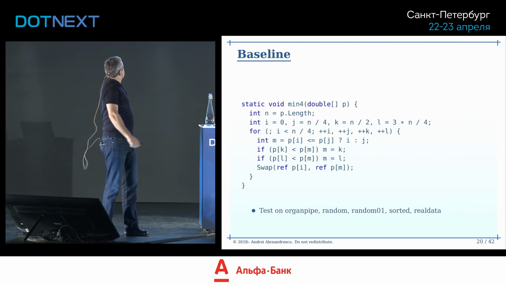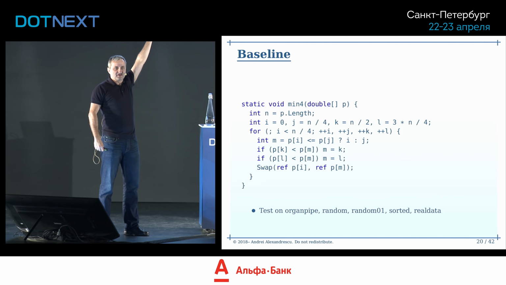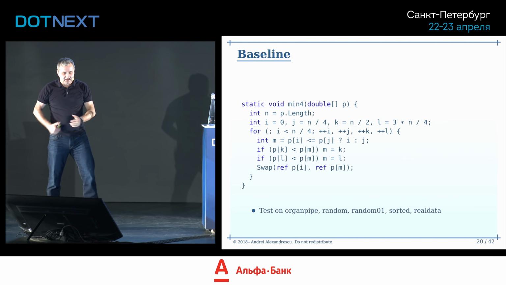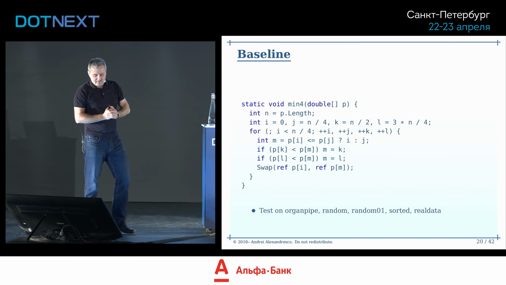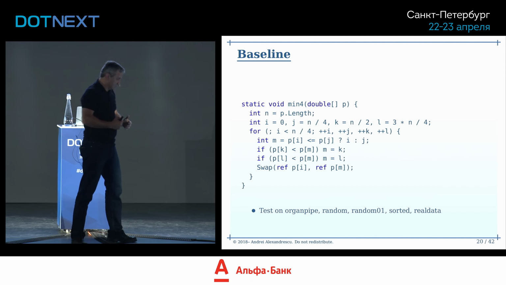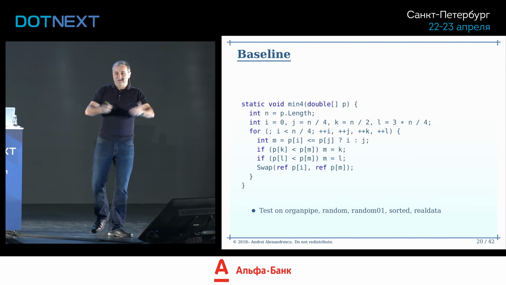Do you guys see the code? I'm not sure, is it large enough? Works? All right, thank you. So let's take the minimum of 4, and we have an array of double. I'm very proud I translated these slides to C# and I actually tested that they do compile. So thank you very much, yes.